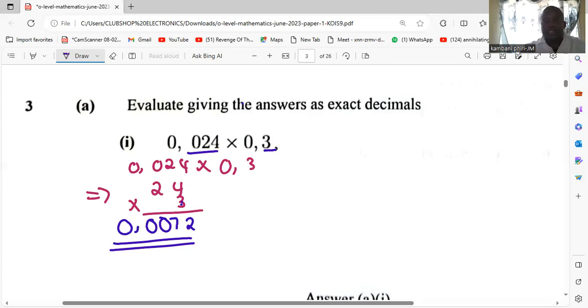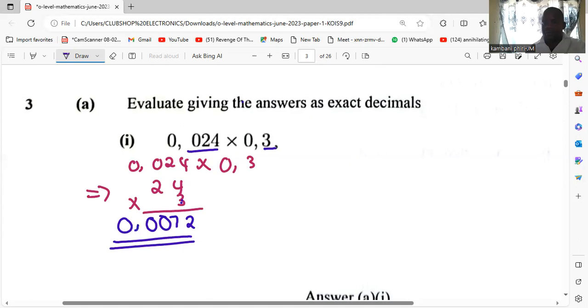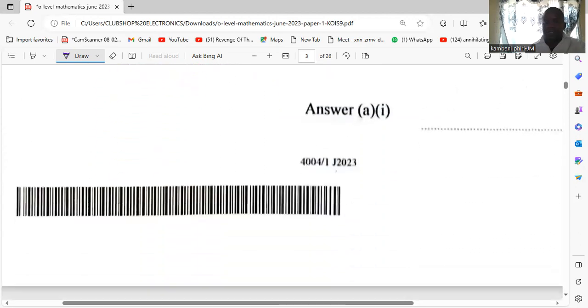So the first thing is just isolate the numbers, multiply them, take note of how many decimal places there are, then add them. Okay. You add them. Hope that is okay. Okay, we can move on. So it's the 0.0072.